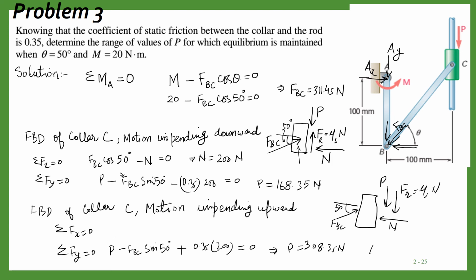So we have to find the range of P for which this is in equilibrium. P will be in this range: 168.35 Newton less than P less than 308.35 Newton. So this is the final answer.